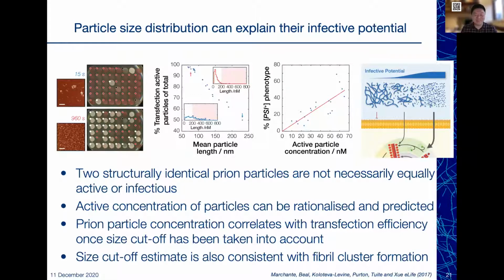So we looked at a model describing this process using a threshold model. And we think a threshold around 200 nanometers is basically the estimate of when it's starting to be able to get into the cells.